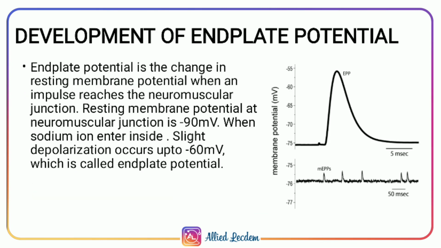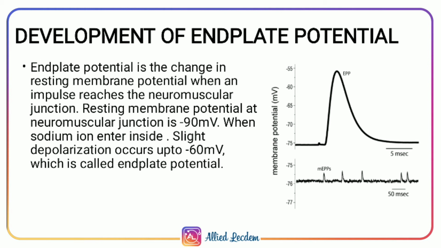The next event is the development of end plate potential. When there is an alteration in the resting membrane potential, an electric potential known as the end plate potential develops. This happens when an impulse reaches the neuromuscular junction. The resting membrane potential at the neuromuscular junction is minus 90 mV. But when sodium ions enter from the ECF to the interstitium, this causes depolarization. Depolarization means a slight change in polarization up to minus 60 mV, which is called the end plate potential.